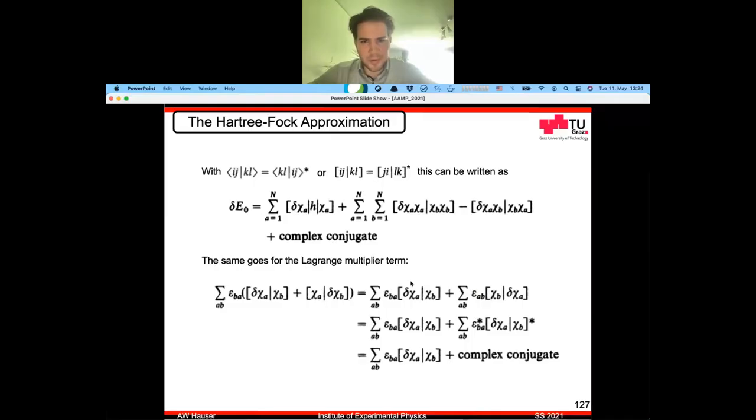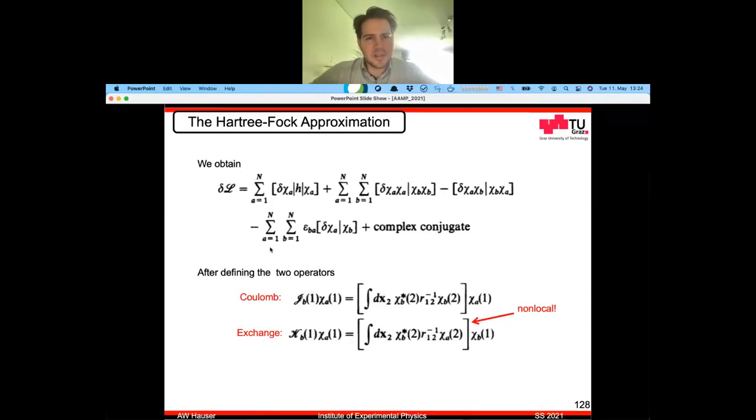And so I can also write this explicitly as a sum over these terms plus a sum over these terms, and then I can rename A and B and see that this is basically exactly the same but the complex conjugate of the first expression. So with this realization, I see that our variation in the Lagrangian looks like this.